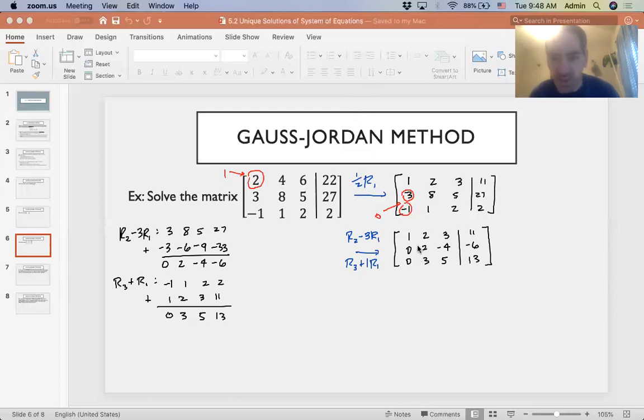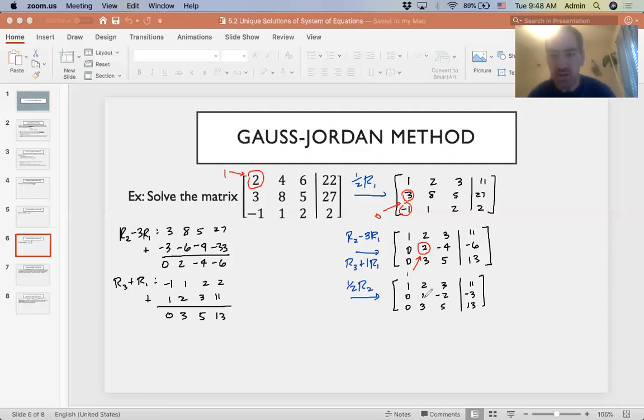We want the second entry of that second column to be 1. We get that second entry to become 1 by multiplying row 2 by the multiplicative inverse. Multiplicative inverse is 1/2. So 1/2 times row 2. Everything else stays the same. That'll be 0, 1, -2, and -3 when we multiply by 1/2.